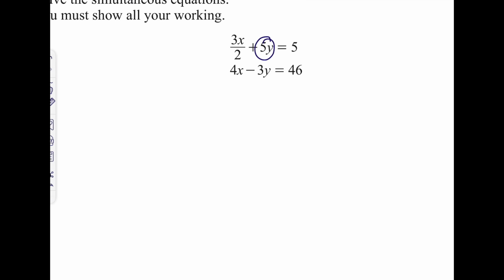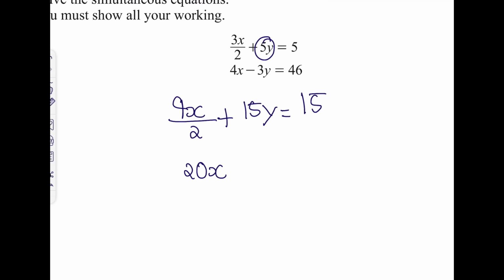So when I multiply this fraction 3x over 2 by 3, I would get 9x over 2, just multiply the numerator, plus 15y. I need to multiply the result also with 5, so that would be 5 into 3, 15. And this negative 3y, if I need to make it negative 15y, then I could subtract them. So I would just need to multiply it with 5. So 4 times 5 would be 20x. And if I multiply negative 3y with 5, that is negative 15y equals 46 times 5, which is 230.